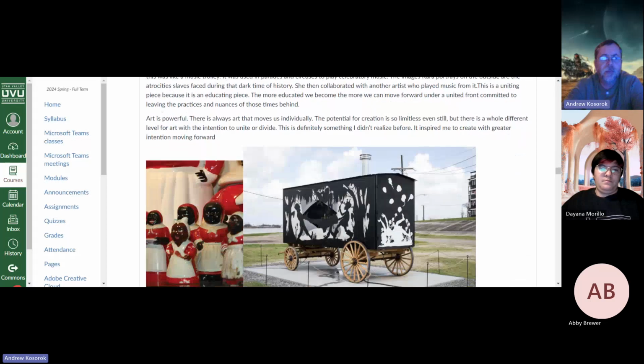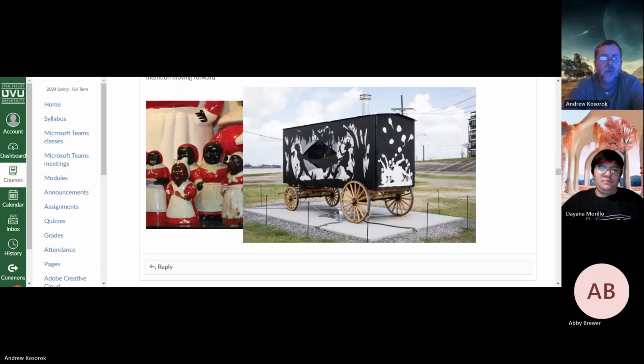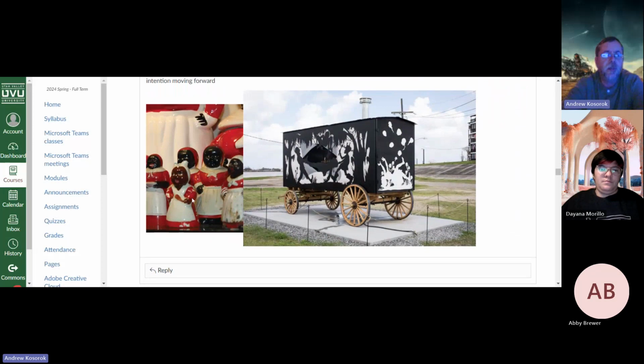And these are two different images that I think are really interesting as well. Are you guys familiar with the work of Kara Walker?